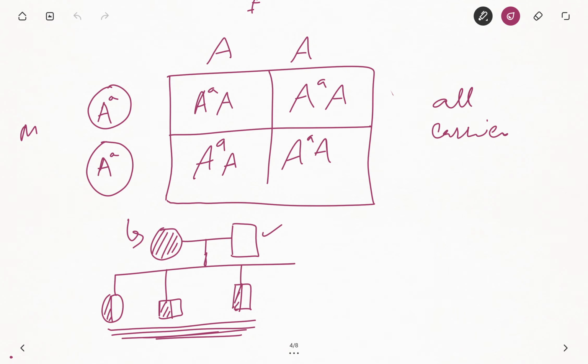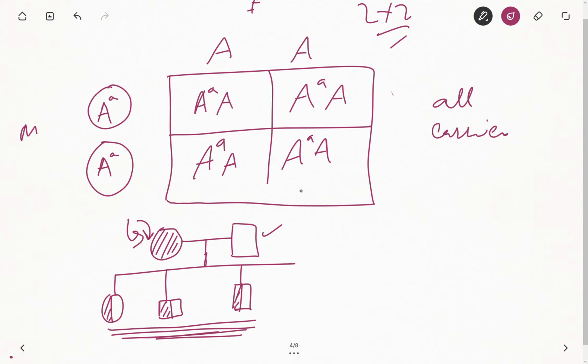Now we have to discuss the possibility of different combinations. For instance, this female who is an affected individual marries a normal person, and when we draw the Mendelian 2x2 table, we can see here this is the mother and this is the father.